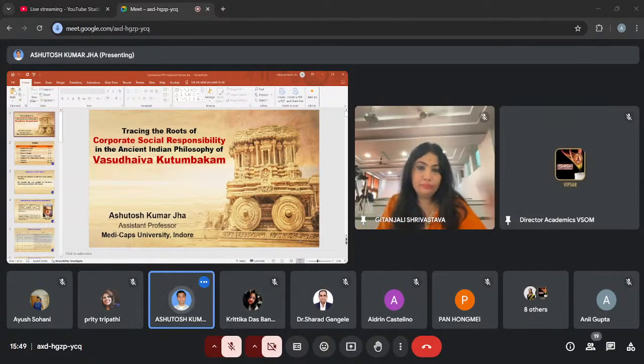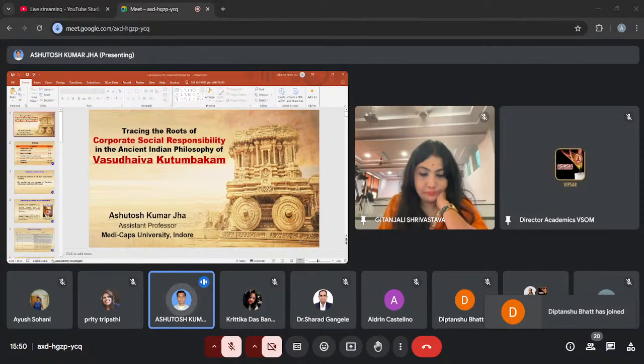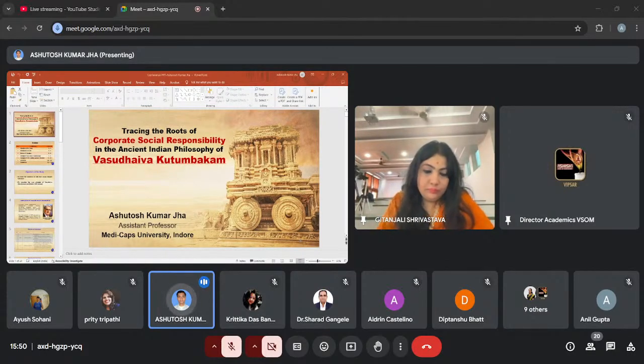I am Ashutosh Kumar Jha. I'm going to present my research on the topic: tracing the roots of corporate social responsibility in the ancient Indian philosophy of Vasudhaiva Kutumbakam. Since the theme of this conference is Vasudhaiva Kutumbakam, I decided to choose this topic. It is not an empirical research, it is a theoretical research where the modern concept of CSR has been traced in Indian ancient philosophy.